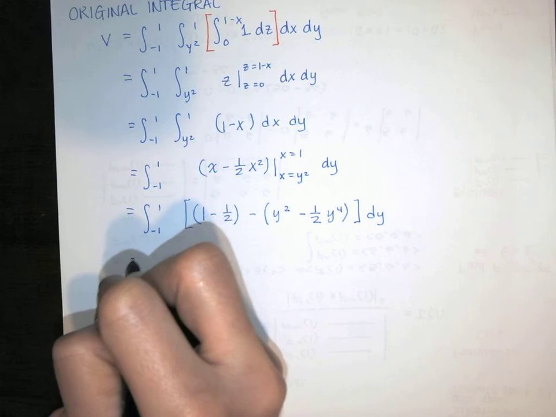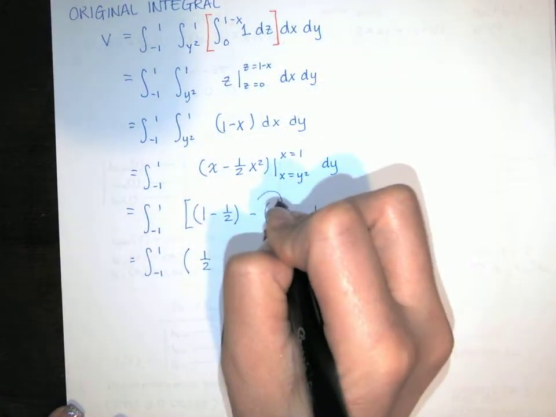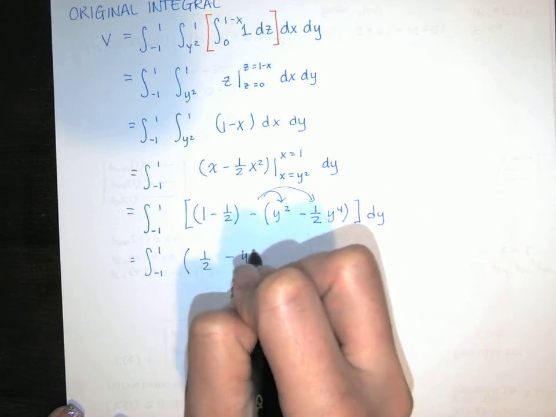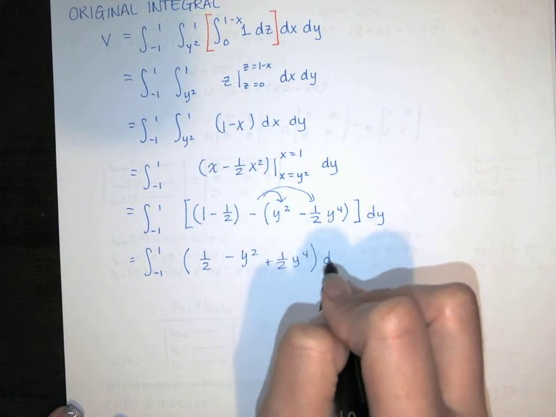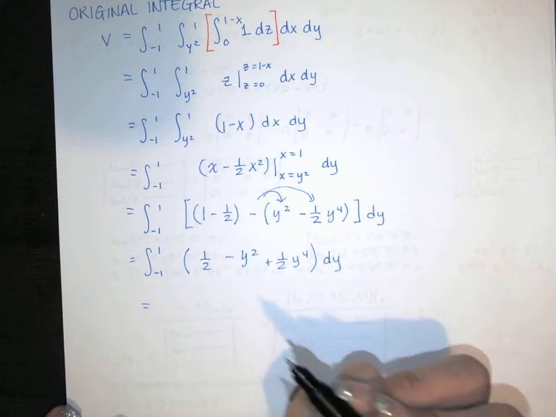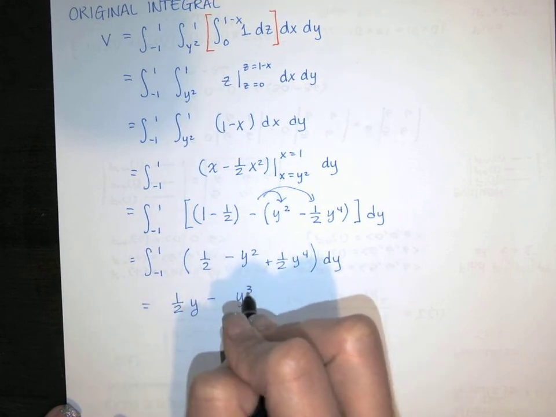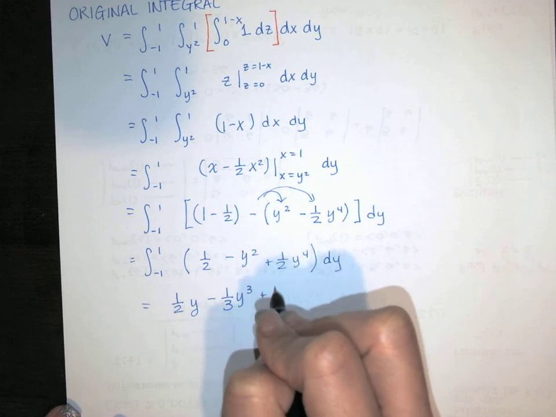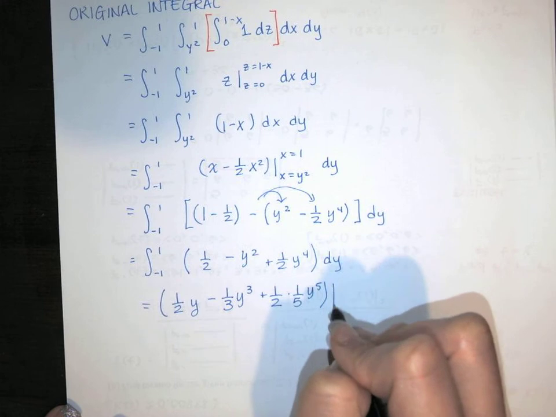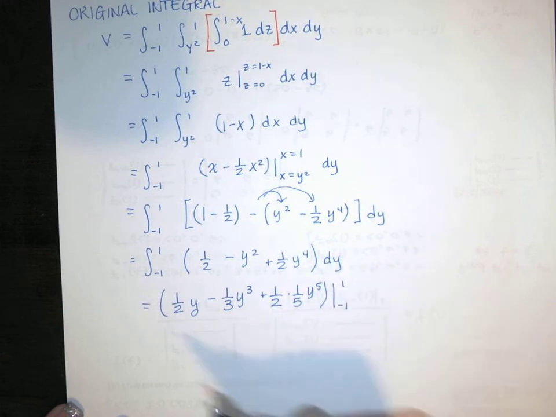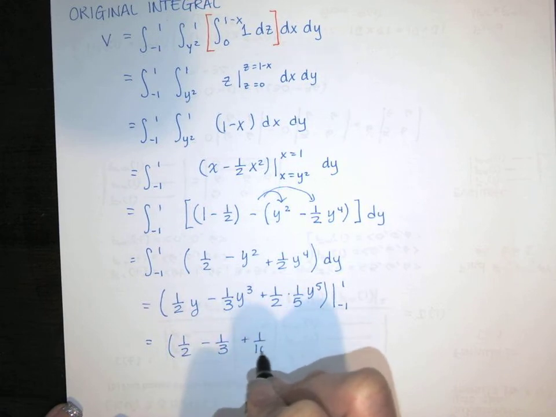All of that is multiplied by dy. And so we end up with 1/2. If we distribute that negative, we get 1/2 minus y squared plus 1/2 y to the 4th. And we're integrating with respect to y. The antiderivative of a constant is that constant times y. Here, add 1 to the exponent, divide by the new exponent, bring the 1/2 down, then add 1 to the exponent, divide by the new exponent, plug in -1 and 1 and subtract, and we get 1/2 minus 1/3 plus 1/10 when y is 1.